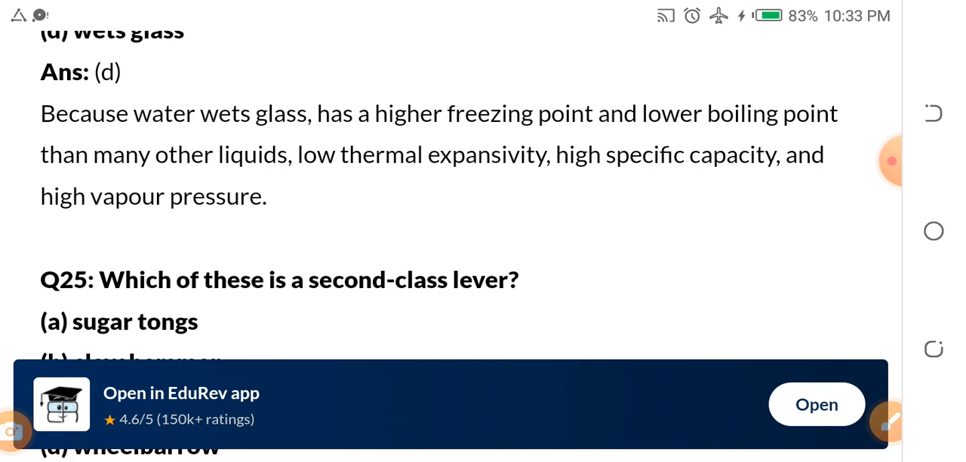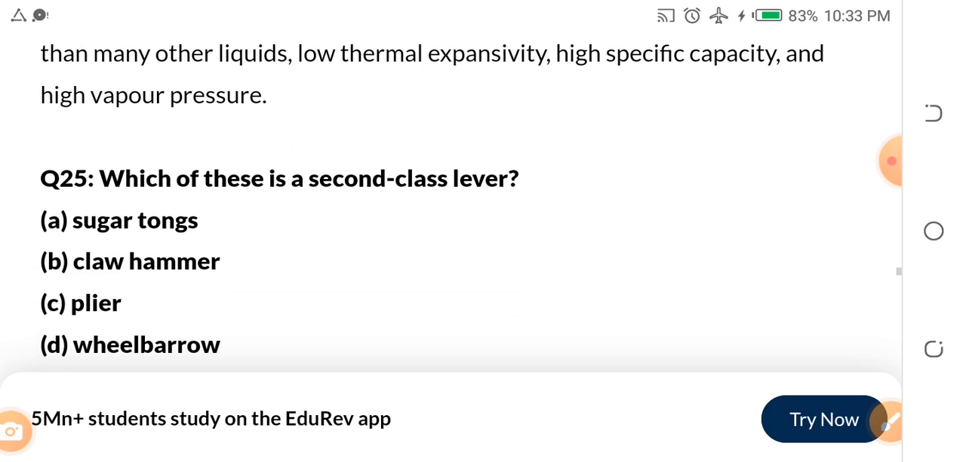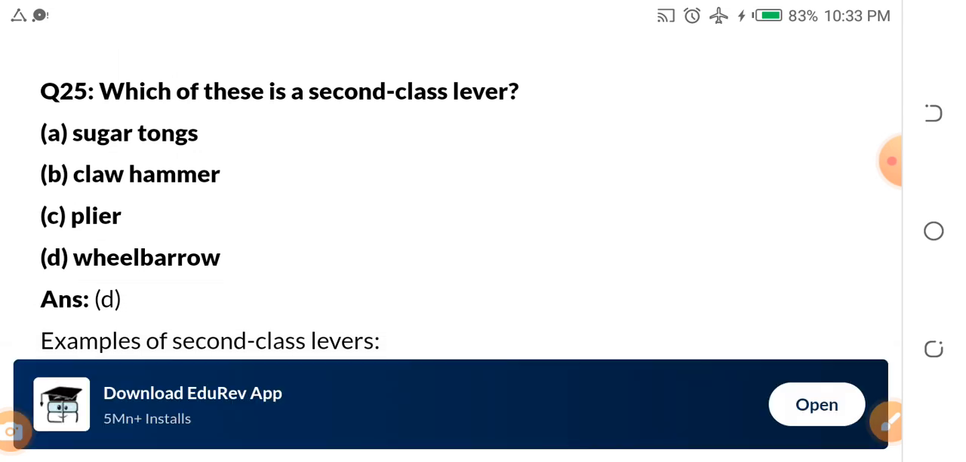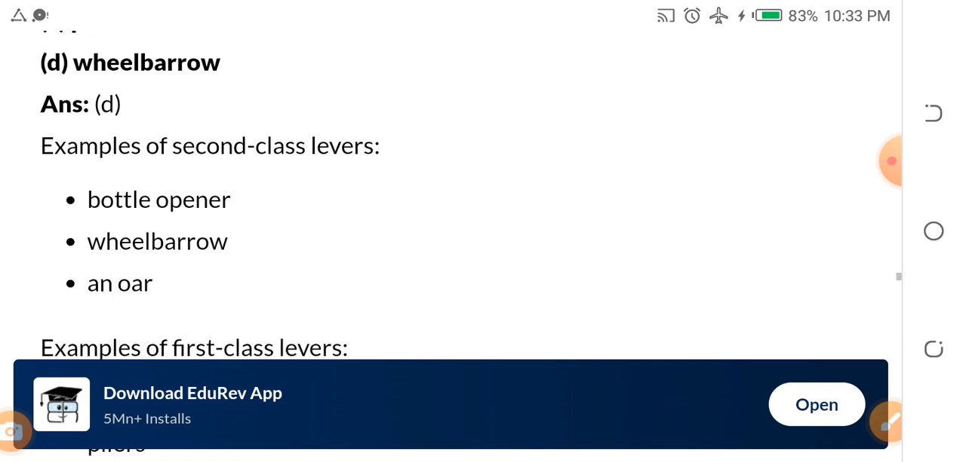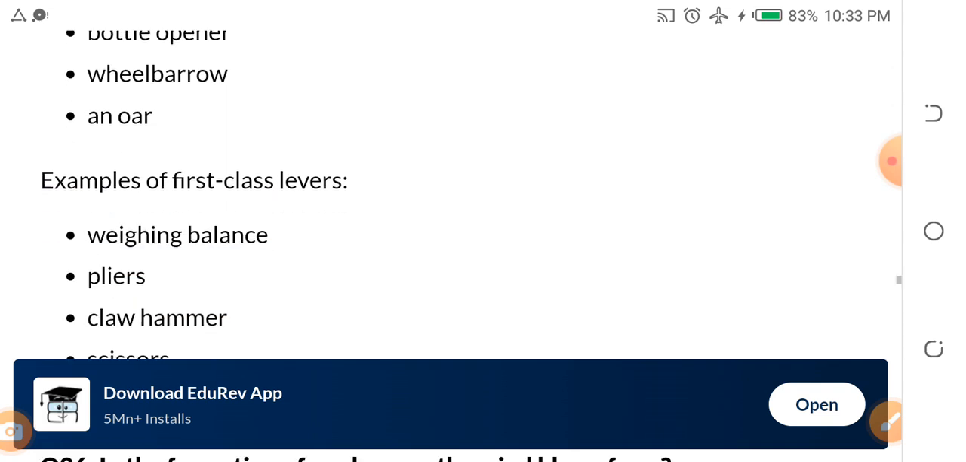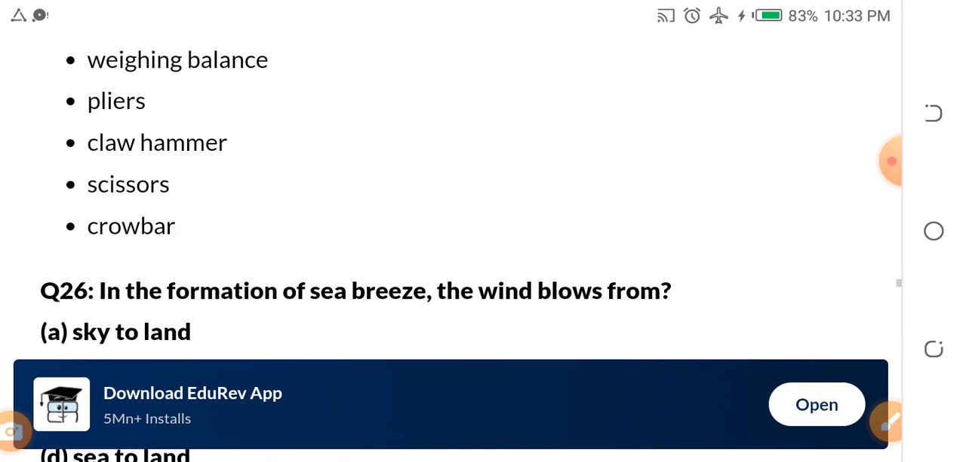Okay, let's look at question number 25. Which of these is a second class lever? A, sugar tongs. B, claw hammer. C, pliers. D, wheelbarrow. The answer is D, wheelbarrow. Examples of second class levers are bottle opener and wheelbarrow. Examples of first class levers are weighing balance, pliers, claw hammer, scissors, crowbar.